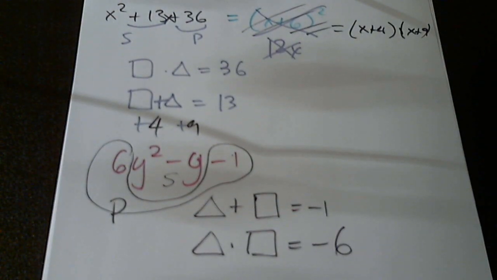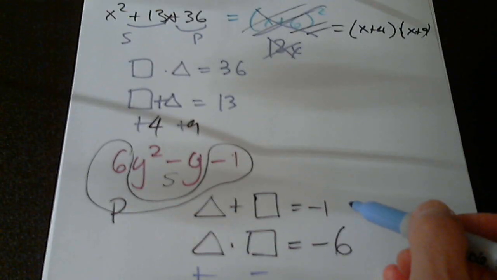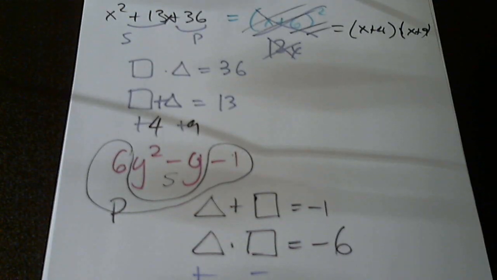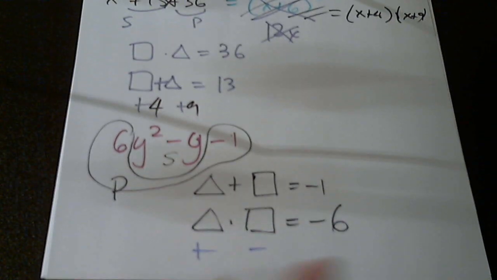Because the leading coefficient is not 1, I need two numbers. Obviously, one has to be positive and one has to be negative, because when I multiply them, I get negative 6, and when I add them, I have to get negative 1. So I need two numbers whose product is negative 6 and whose sum is negative 1.